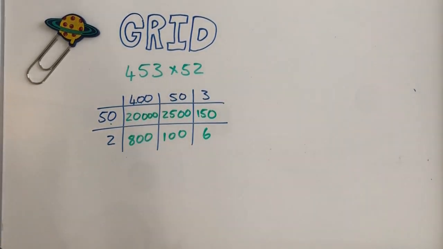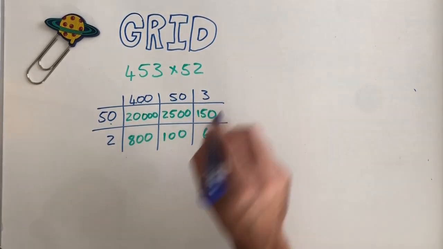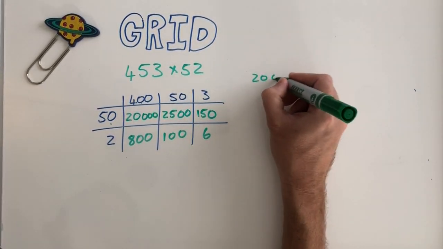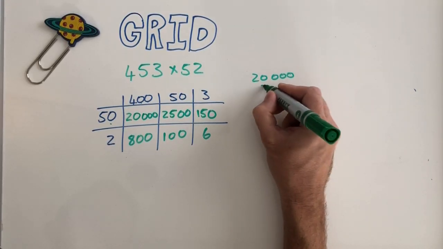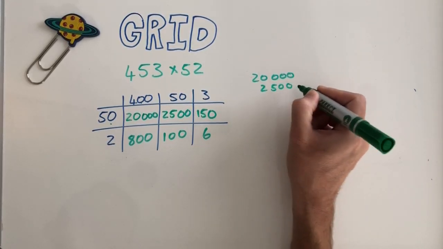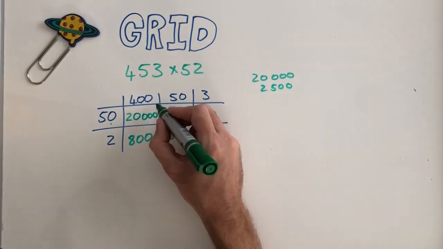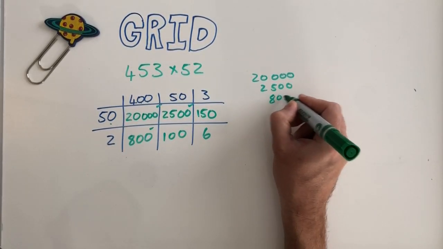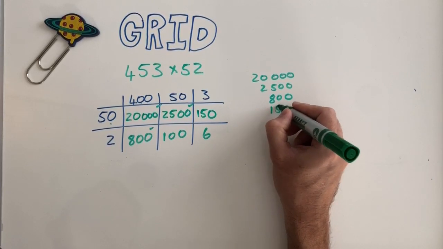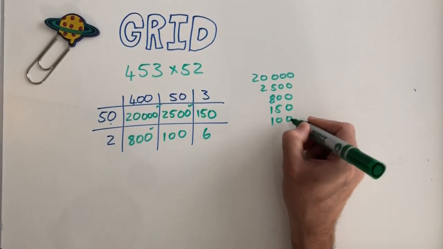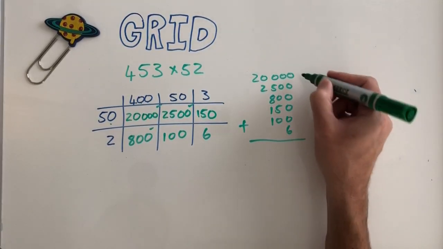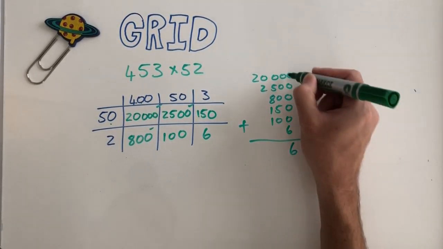And then we're going to add all these together. It's going to be lots of numbers. So it's going to be 20,000 plus 2,500 plus 800, and then the 150, and then the 100, and then the 6. Add everything together. So that's going to be a 6.